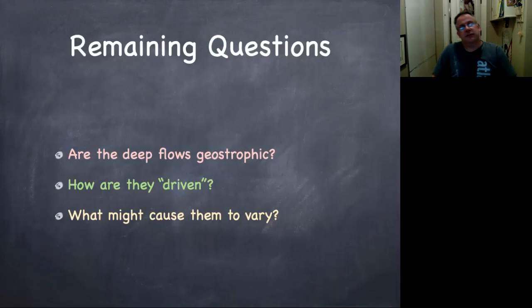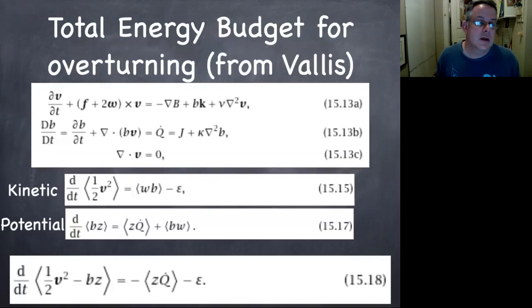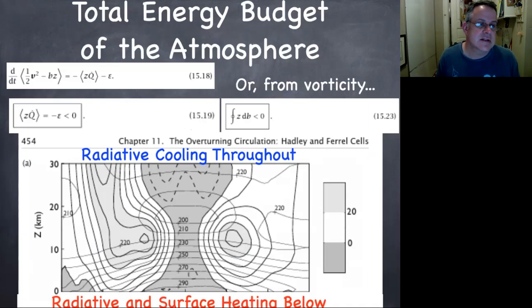All right, so last questions. Are the deep flows geostrophic or not? How are they driven? And what causes them to vary? Well, one way to think about this is to think about what the sources of energy are. This is the energy budget coming from Ballast, which I won't dwell on, but here's the essence of how this works for the atmosphere.